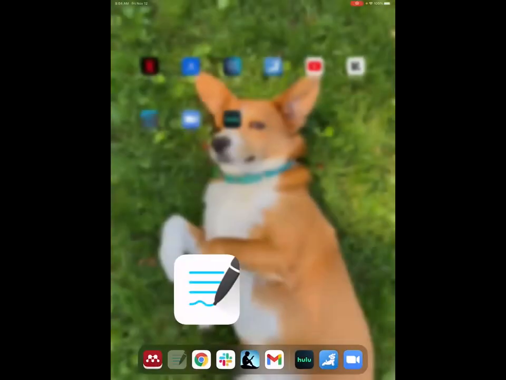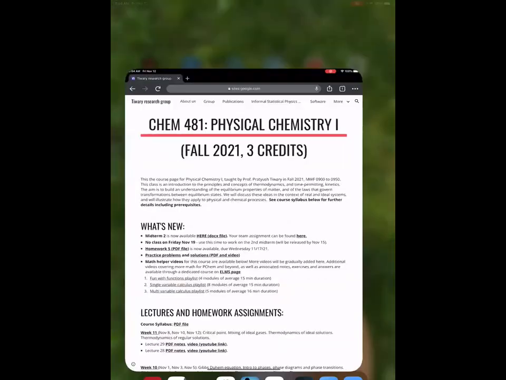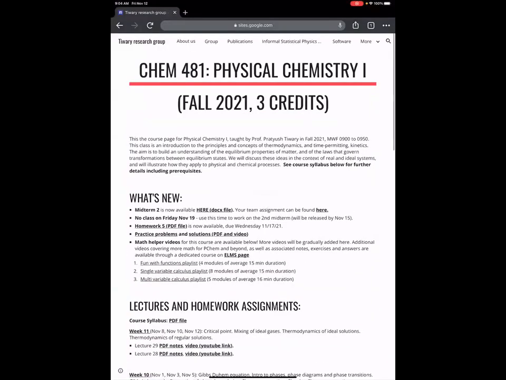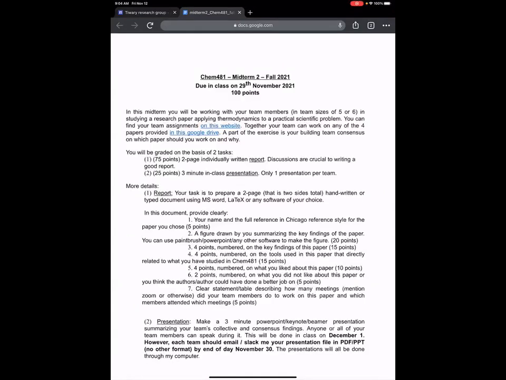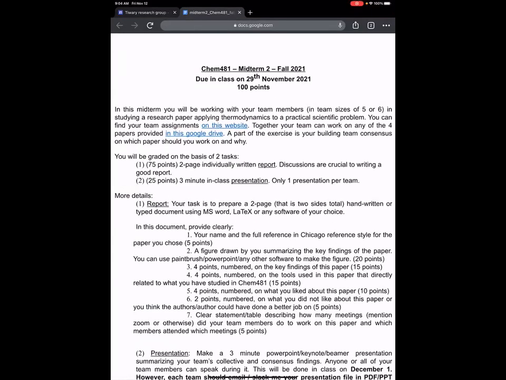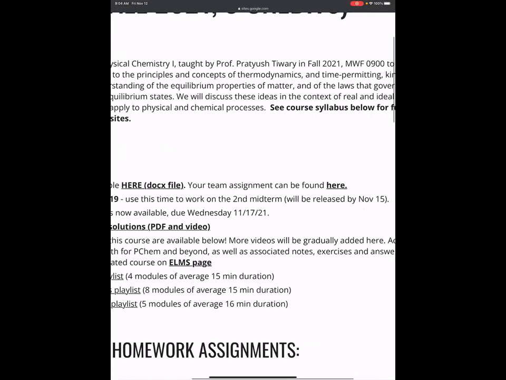So let's go over the midterm, what it means. If you go to the class website, there is a doc file you can click on. If you click on this doc file, it has all the links embedded. First of all, in this doc file and also here, you can see your team assignments.